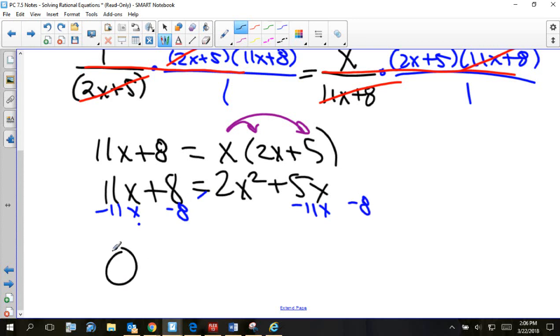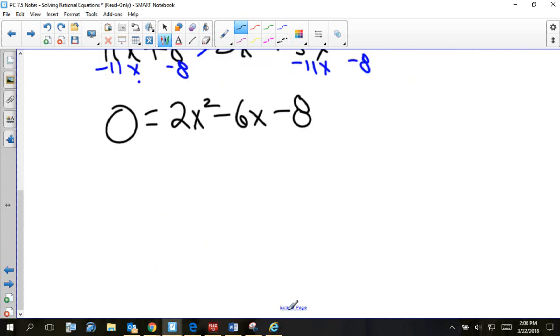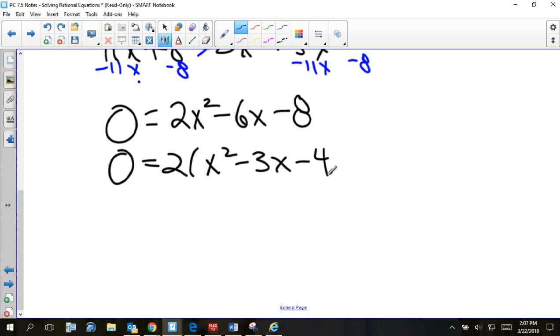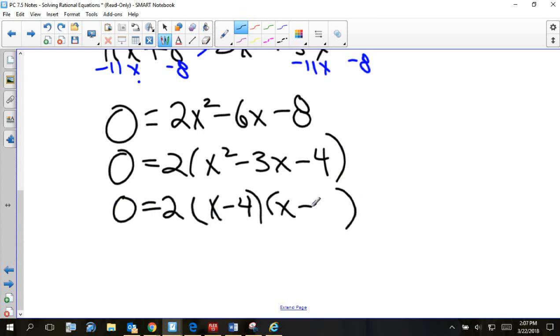So now I have 0 equals 2x squared minus 6x minus 8. And that's a trinomial, and we can factor it to try to solve for x. What's our first step of factoring? GCF, if there is one. And from there we do guess and check. I'm doing it fast, but we've been doing this for a long time.